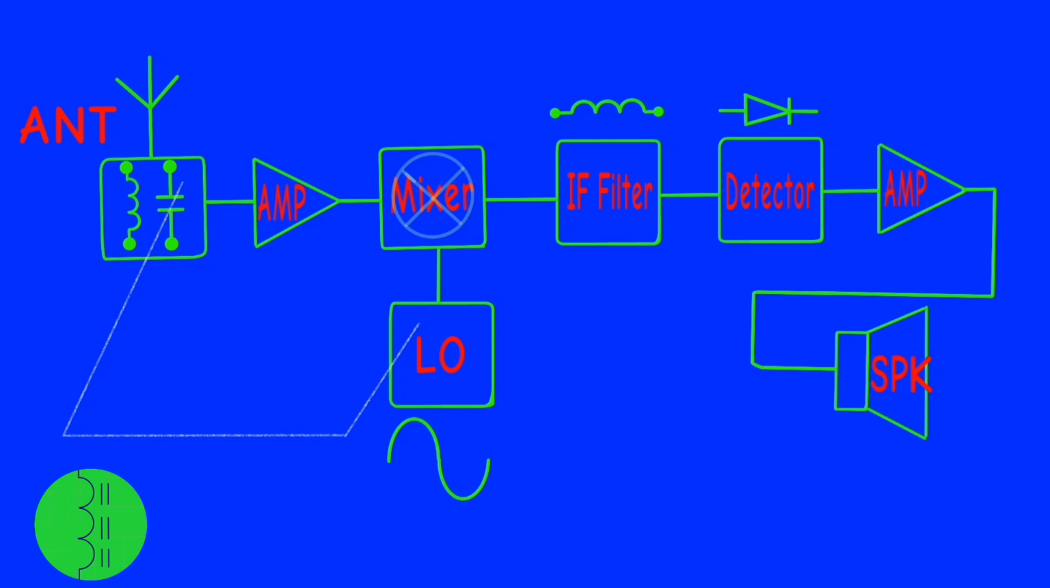Conclusion: The superheterodyne receiver remains the foundation of most modern radio receivers because of its ability to provide good performance in terms of selectivity, sensitivity, and stability. By converting the RF signal to an intermediate frequency, it simplifies the processing and amplification stages, making it easier to design and more efficient for practical use.